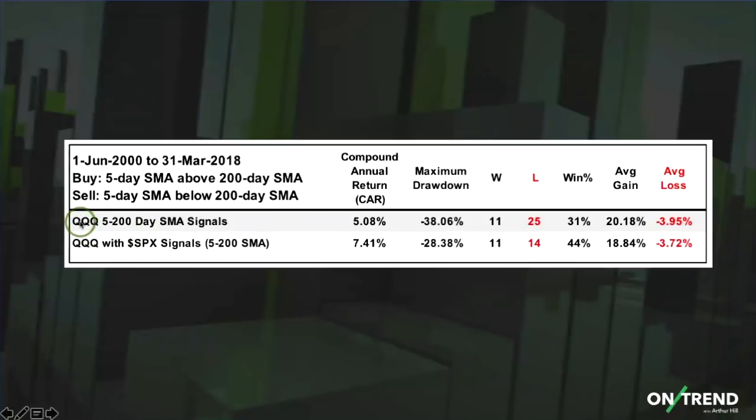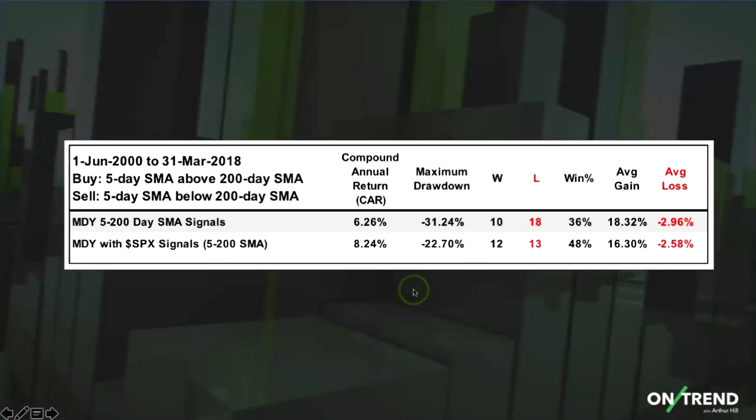So here's QQQ, and if you're using QQQ for the signals, the 5-day crossing above and below the 200-day, you got a 5.08% compound annual return. But if you used S&P 500 for the signals and bought QQQ when the S&P 500 triggered a bullish signal, sold QQQ when the S&P 500 triggered a bearish signal, you got a higher return, about 50% higher, 7.41%. And look, the drawdown was less. And the winning percent was higher. You had more winners than losers. So it pays to watch the S&P 500 for signals on QQQ more than watching QQQ for signals.